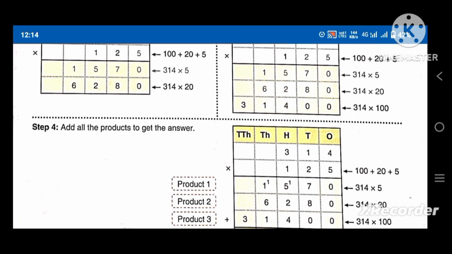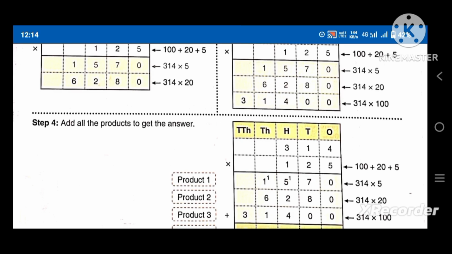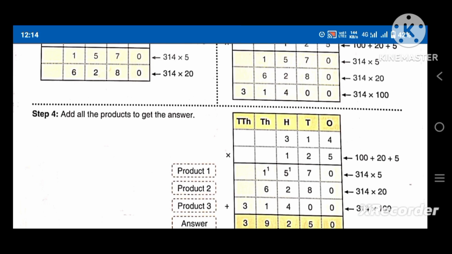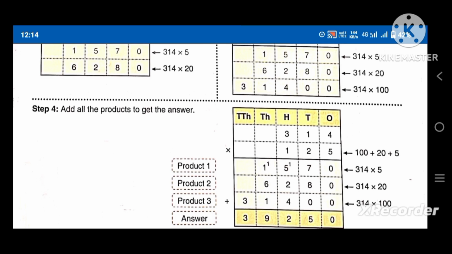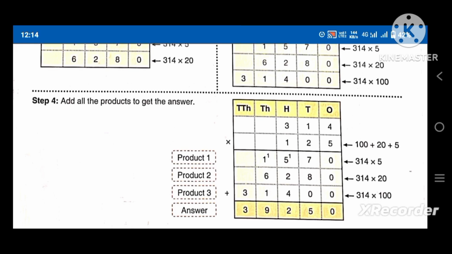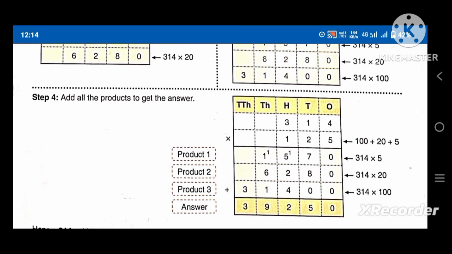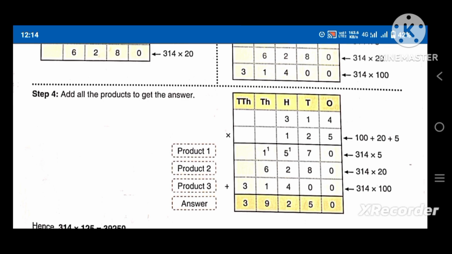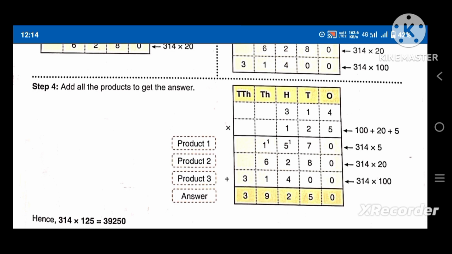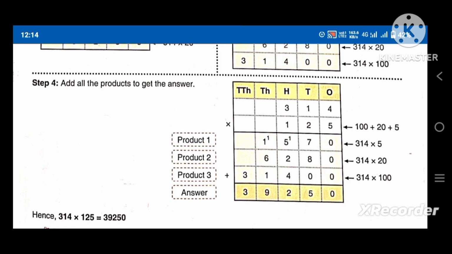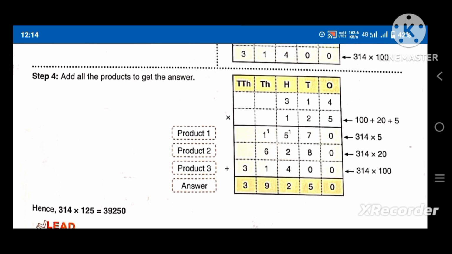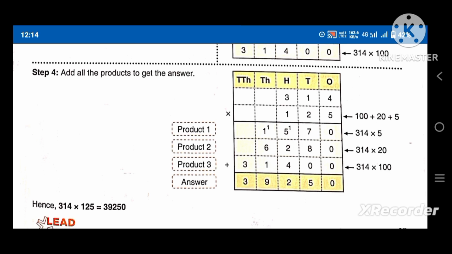Step 4. Add all the products to get the answer. 314 multiplied by 125. Product 1 is 314 into 5 is 1570. Product 2 is 314 into 20 is 6280. Product 3 is 314 into 100, 31,400. Answer is 39,250. Hence 314 into 125 is equal to 39,250.